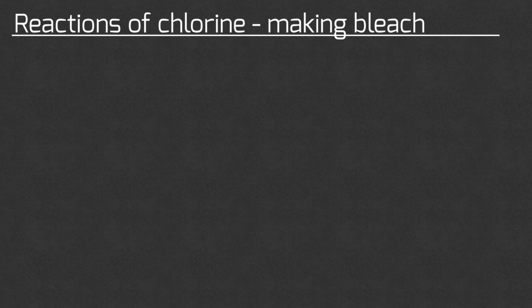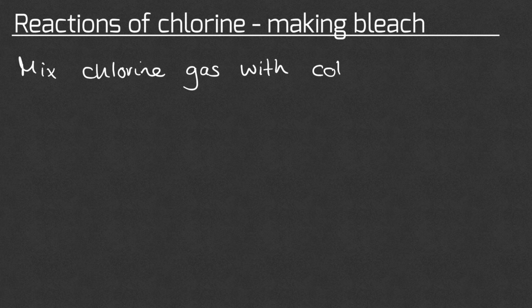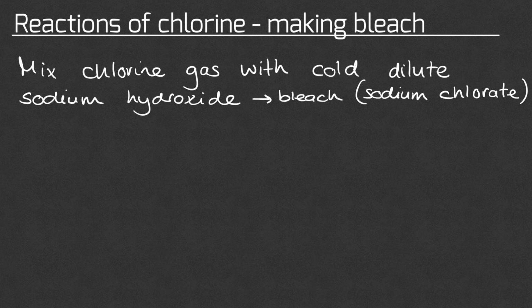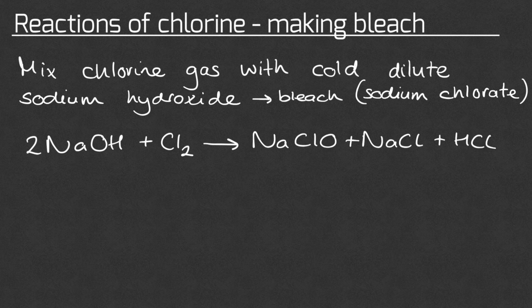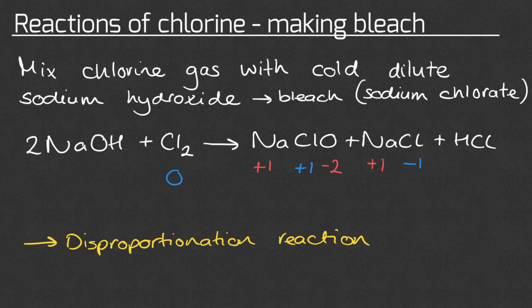We're now going to look at the process of making bleach from chlorine. So if you mix chlorine gas with cold dilute sodium hydroxide, you'll form bleach, or sodium chlorate. And you need to be able to write the equation for this process. Now, if we look at the oxidation states for this reaction, we can see that chlorine goes from an oxidation state of 0 to an oxidation state of +1 in the sodium chlorate and an oxidation state of -1 in the sodium chloride. This is an example of a disproportionation reaction. If you're unsure about oxidation states and these kinds of reactions, watch the video for 3.1.7 oxidation, reduction and redox processes.